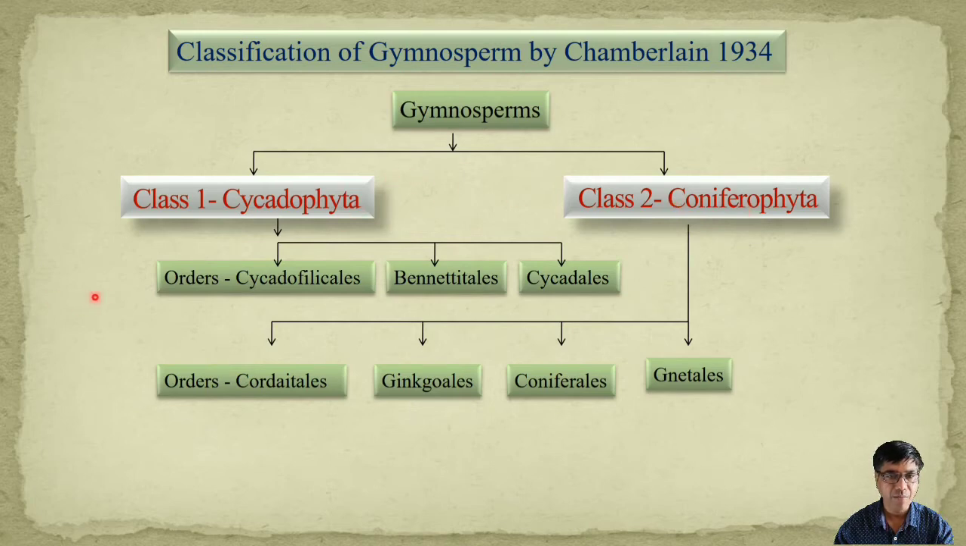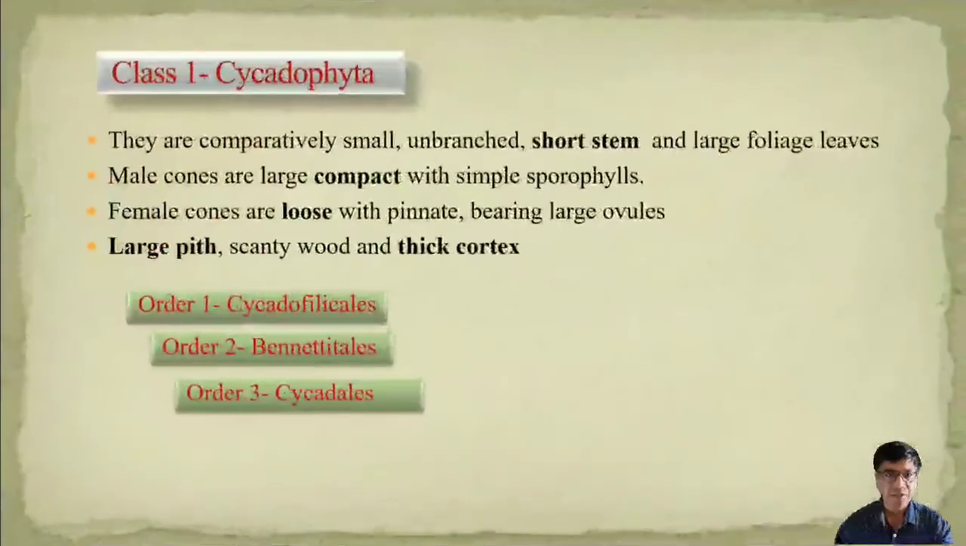The first class Cycadophyta is further divided into three orders: first Cycadofilicales, second Bennettitales and third Cycadales. While the second class Coniferophyta is further divided into four orders: first Cordaitales, second Ginkgoales, third Coniferales and fourth Gnetales. So let's see the first class Cycadophyta.